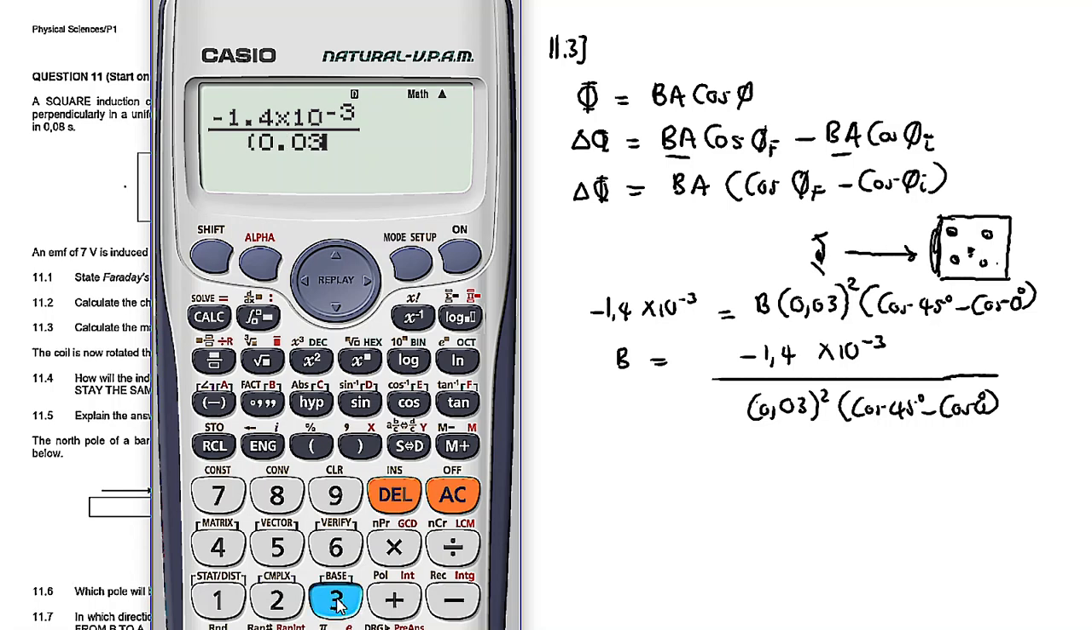A company called Tesla, whoever manufactures the motor. Okay, now cos 45 degrees minus cos 0 degrees. Well, Tesla was actually a scientist, like Newton.